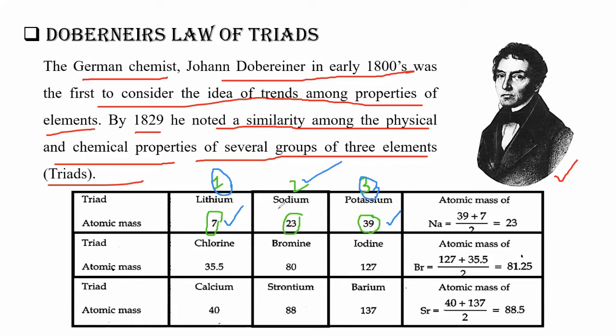Let us try it out. 7 plus 39, what are we having? 46, right? If 46 is divided by 2, what will we be having? We'll be having 23. That means if the atomic masses of the first and last elements are added, we are getting the atomic mass of the middle element.